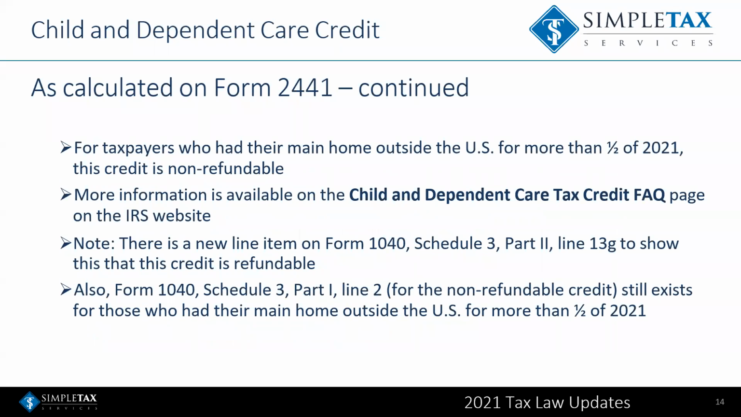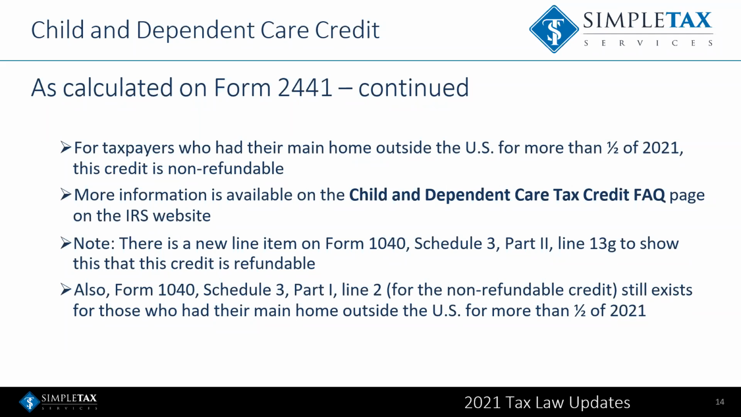So again, we go back to this only applies to taxpayers who have their main home in the United States for more than 6 months. So for those taxpayers that were outside of that, the credit goes back to the old rules and it's non-refundable. Okay. If you want more information, go on the IRS's website to the Child and Dependent Care Tax Credit FAQ page. That's going to get you the best information possible.